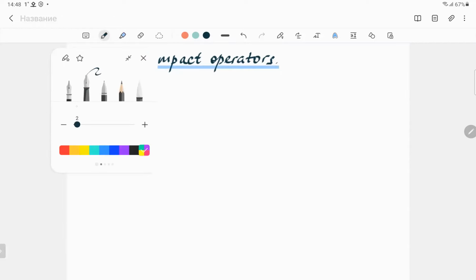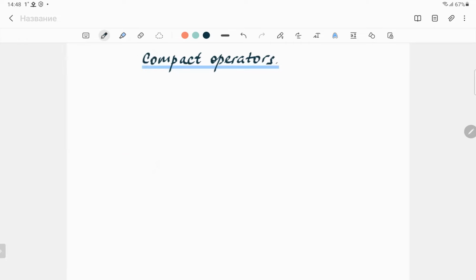Okay, so today we have our last lecture of this course, and the lecture will be devoted to compact operators. So we start with a definition of compact operator.